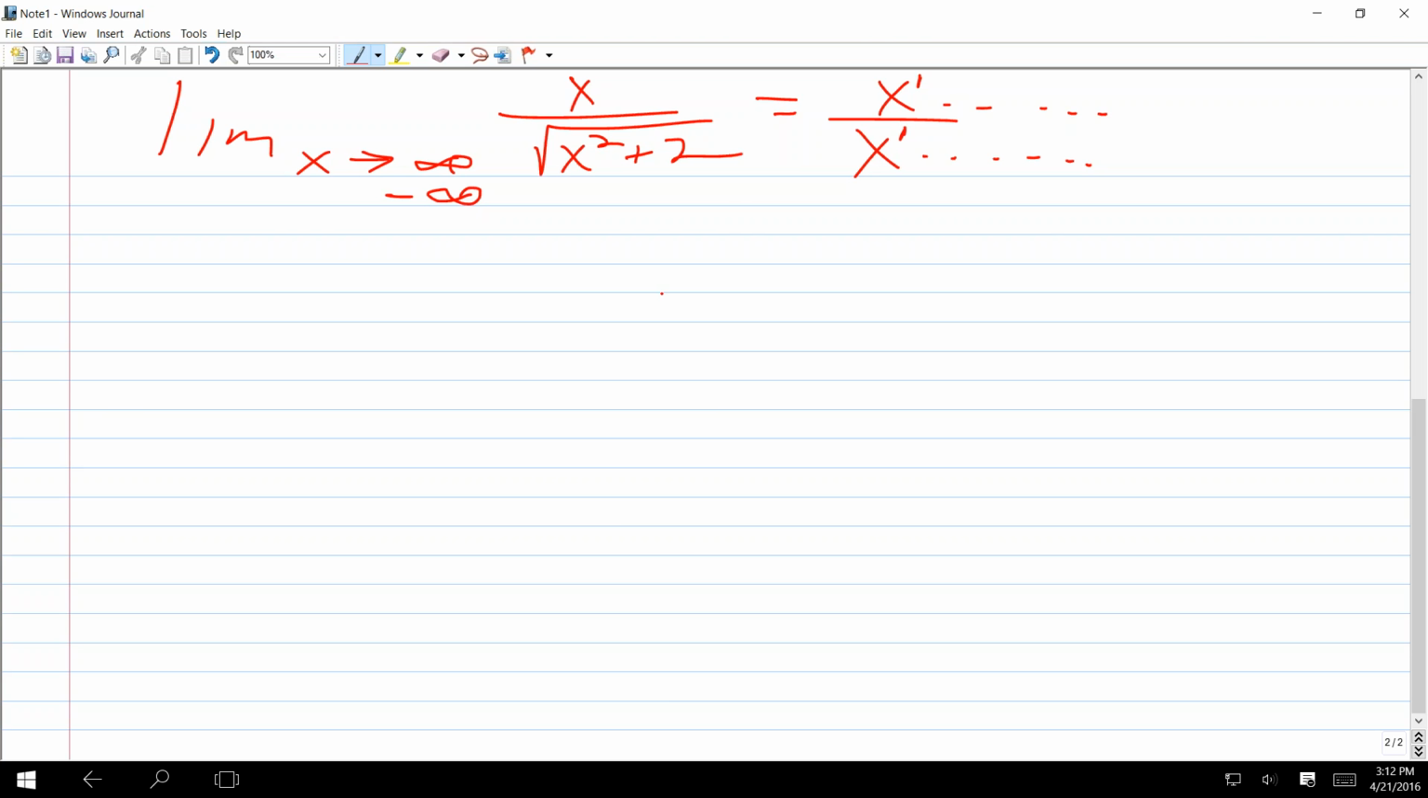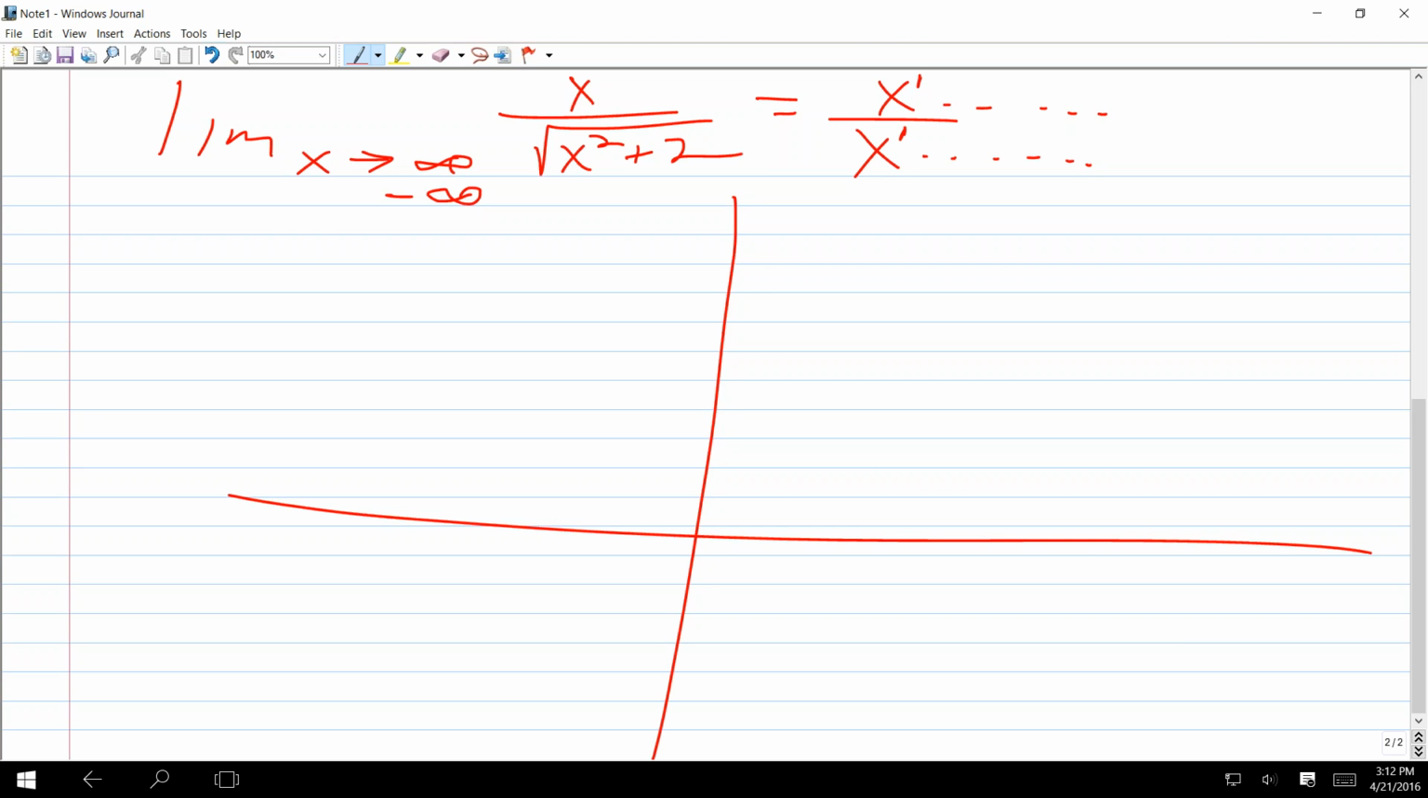Okay. Are there any vertical asymptotes? No, because you cannot make that denominator equal 0. X squared is always positive, and I'm adding a positive 2 to it. There's no way to make it 0. So no, there are no vertical asymptotes. How about horizontal asymptotes? Would that just be 1? Y equals 1. Remember, it's the equation of a line. Okay. And that's it.